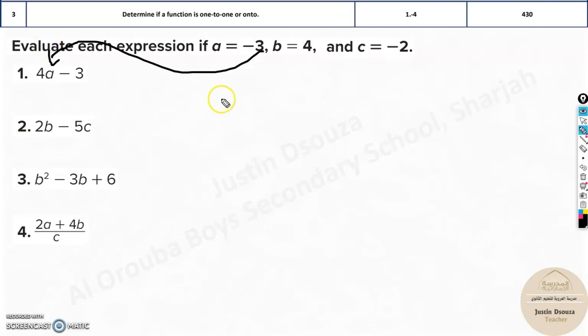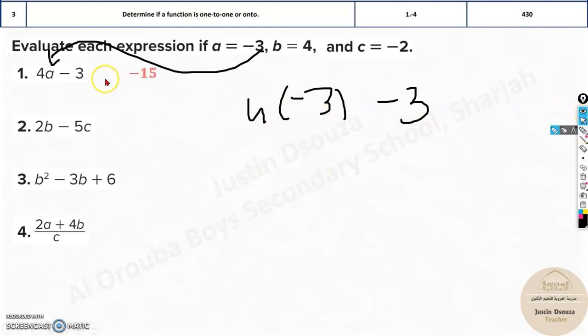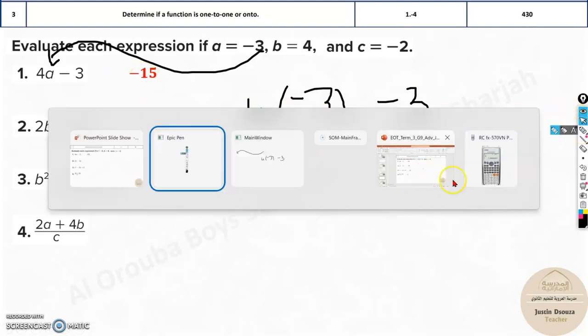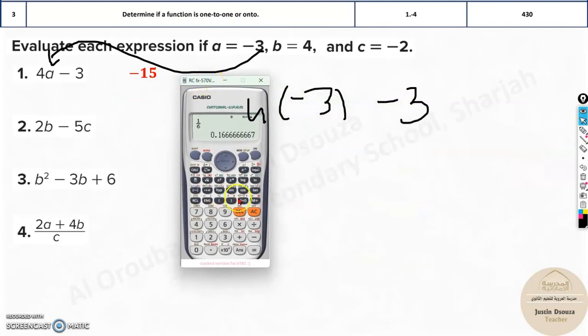It's just a recall. So 4 times -3 minus 3. You can do it in your mind itself. 4 times -3 is -12, minus 3, it's -15. Otherwise, you can just use your calculator over here. 4 times -3. Remember to use brackets when you're using negative numbers, and that's it.